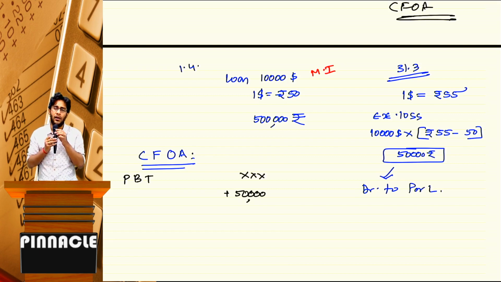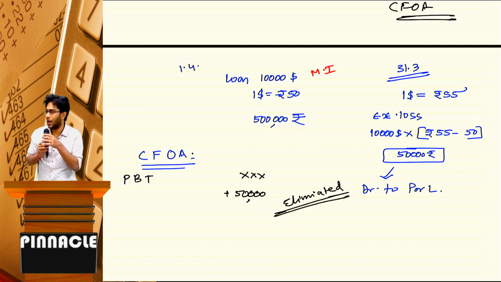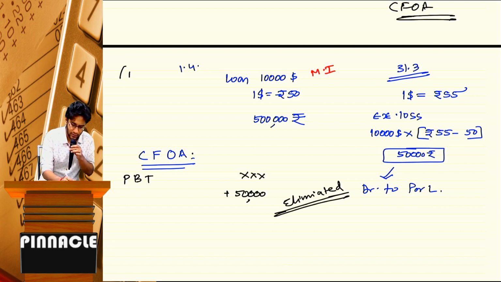Basically, unrealized exchange gains or unrealized exchange losses which are there in your P&L account are non-cash, so you definitely have to eliminate them. I need not give an example for this point. Casually, if I tell you exchange loss, it is obviously a non-cash item, you definitely have to eliminate that. Okay, this is one example, sir. Look at another example.